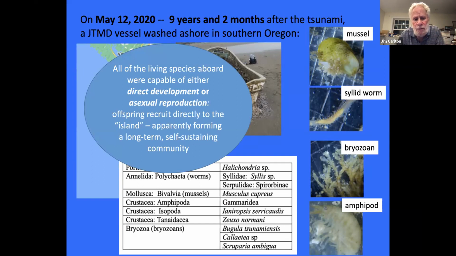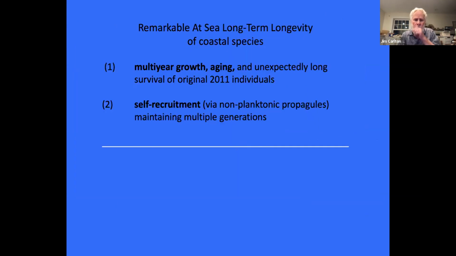Even the little mussel was a brooder, which means this was essentially a floating island that was self-replenishing, a self-sustaining community. As long as the island lasts, these species were recruiting to the island and drifting out there for nearly a decade. What they're feeding on, of course, is not known to us.